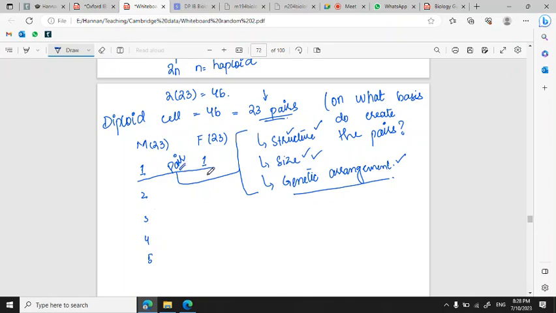It means they are a pair. And what do we name them? We name them homologous chromosomes. Homologous pairs and homologous chromosomes.